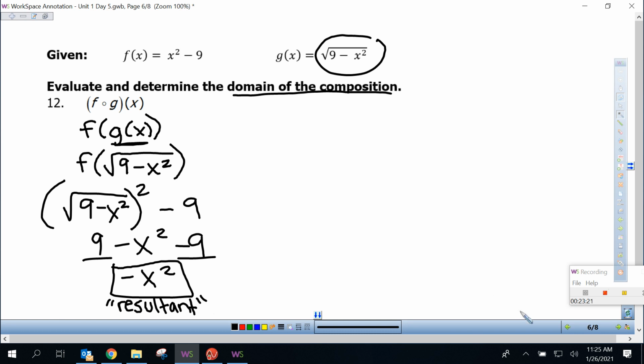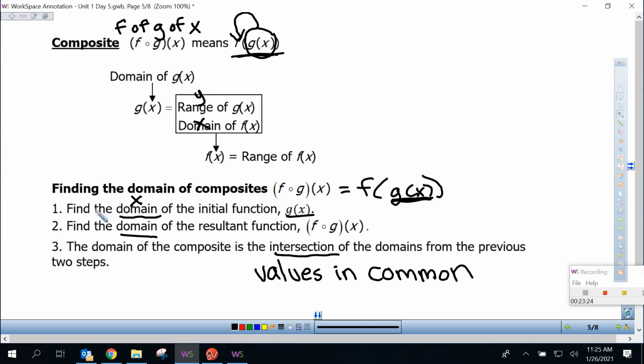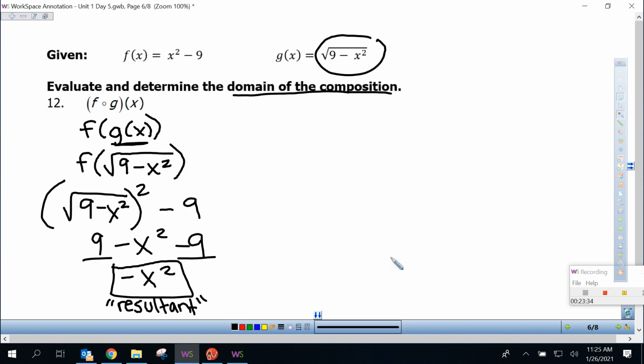Okay, so as a reminder, going back, how to find the domain of your composition. Step 1, we find the domain of the initial function, which is just the innermost function. So we first need to start by finding the domain for g of x. I'm going to write, this is step 1. And we need to find the domain for g of x, which is the square root of 9 minus x squared. So we need to figure out what values can be used for x.